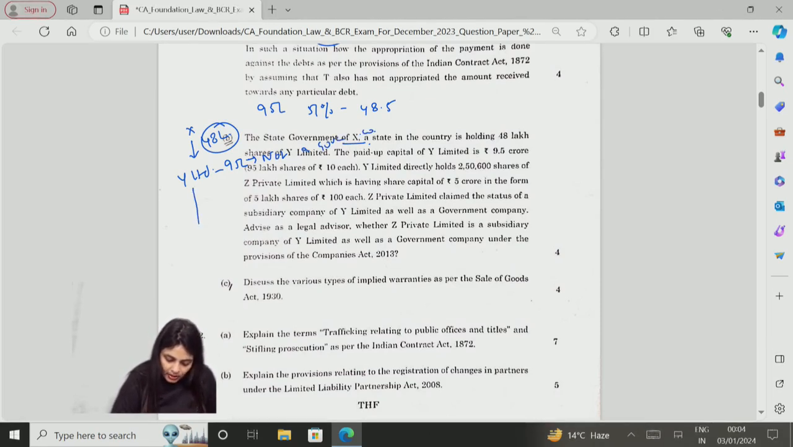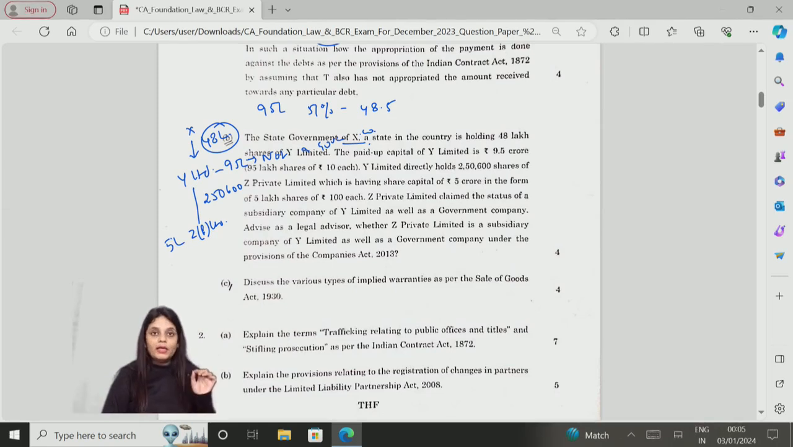Y Limited directly holds 2,50,600 shares of Z Private Limited. And Z Private Limited has a share capital of 5 crores in the form of 5 lakh shares. So it has 5 lakh shares. Now, if Y Limited is holding 2,50,600 shares, which is more than half, that means Y Limited is the holding company and Z Private Limited is the subsidiary.